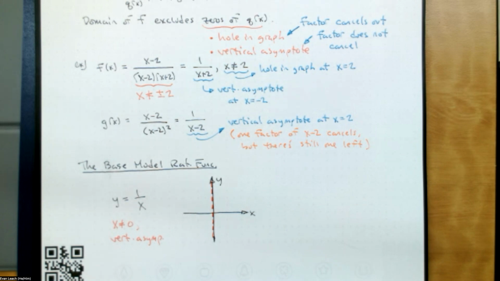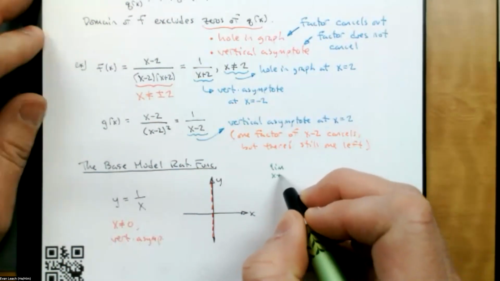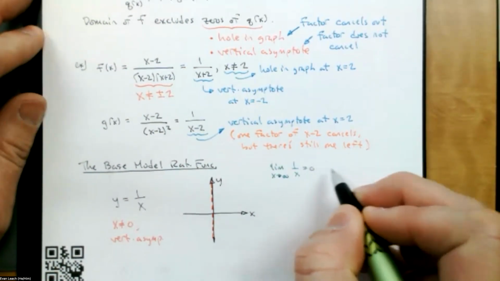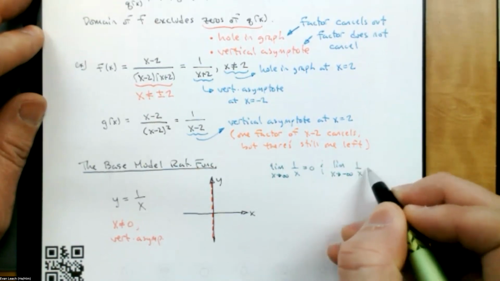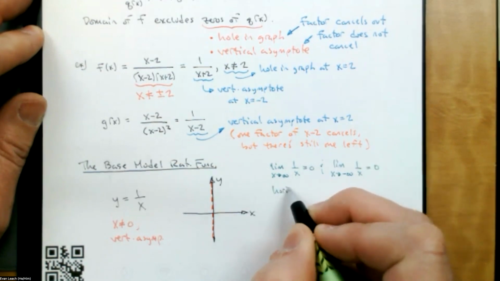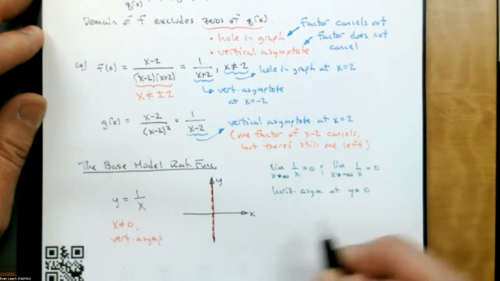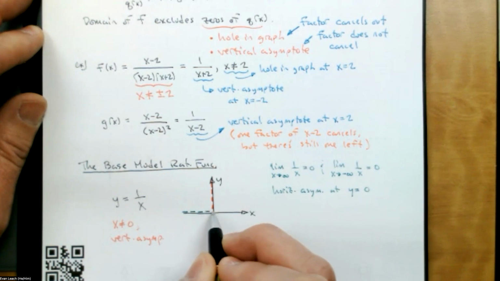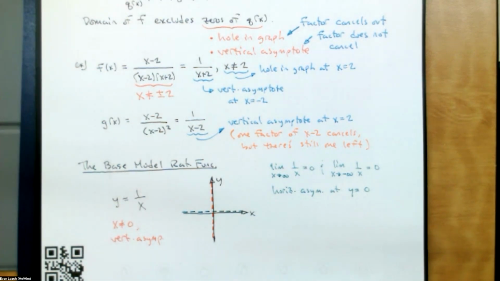So we also notice that there is a horizontal asymptote, since the limit as x goes to infinity of 1 over x equals 0, and the limit as x goes to negative infinity of 1 over x equals 0. We see there's a horizontal asymptote at y equals 0. So we make these very gaudy, dark, dashed lines where we see vertical and horizontal asymptotes.